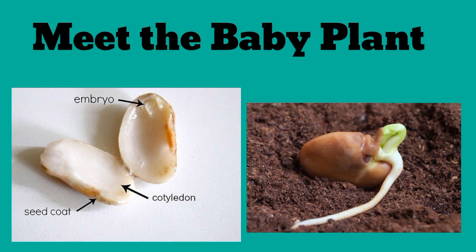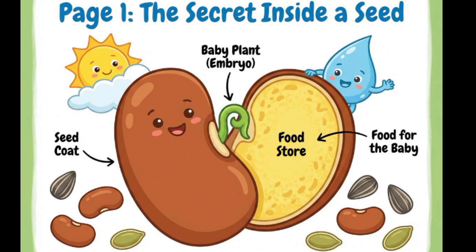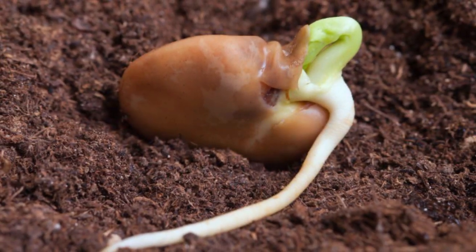Next part, when we open the seed, we see a baby plant. This baby plant is also called the embryo and it germinates into a new plant. After getting the necessary conditions, this baby plant grows into a young new plant, and this baby plant is hidden in all the seeds and it is called the embryo.